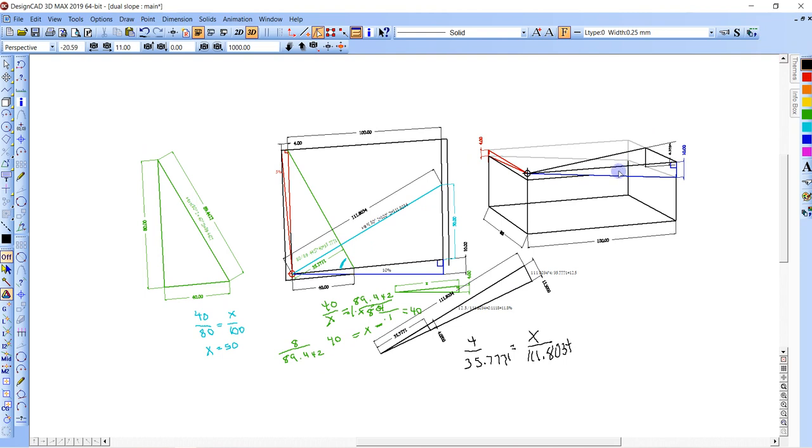slope, single slope laser, and I hope that helps you understand the geometry and the calculations required to do single slope laser on a dual slope plane.